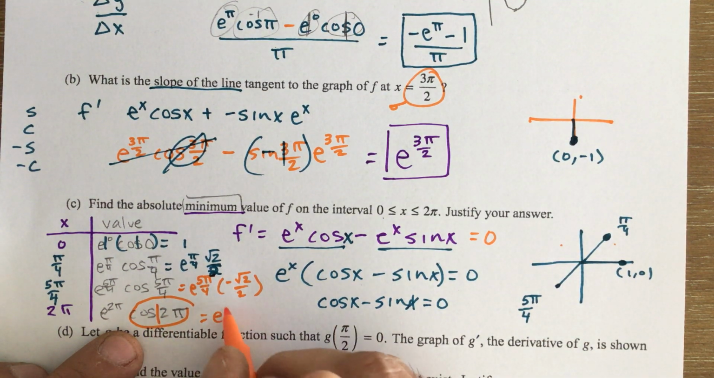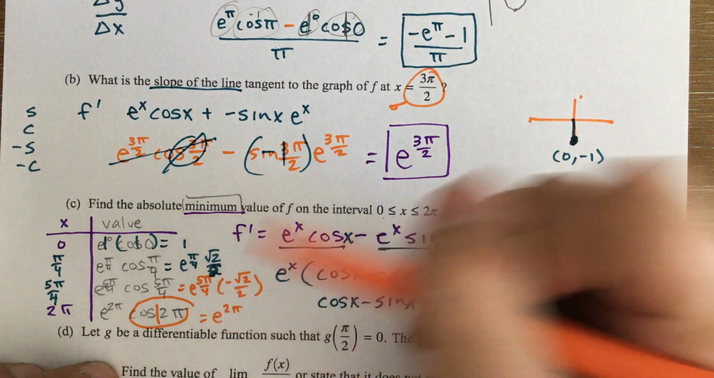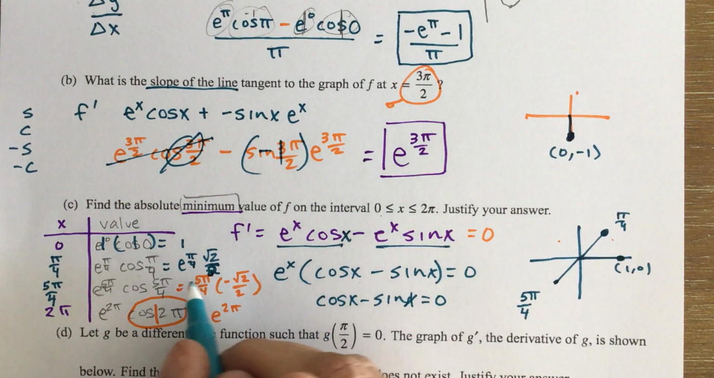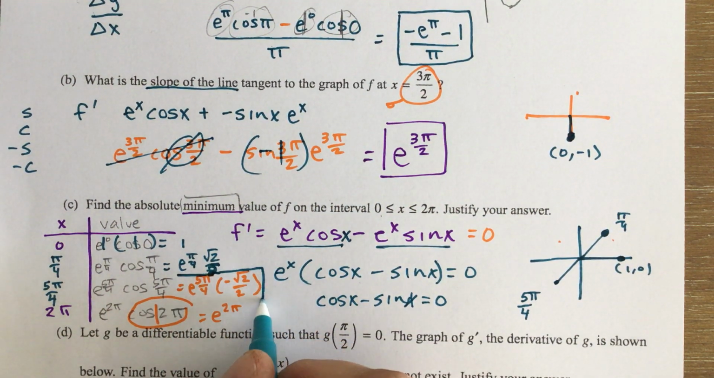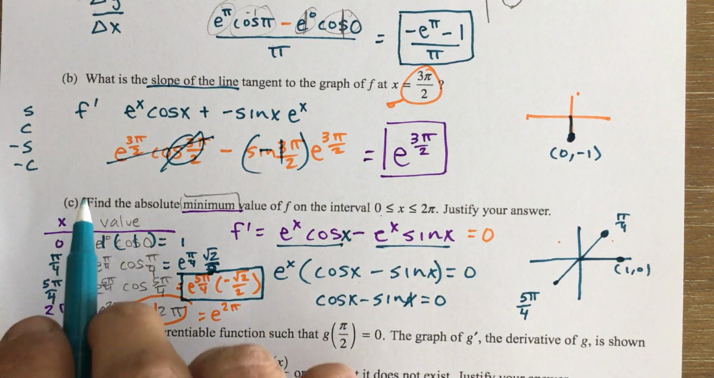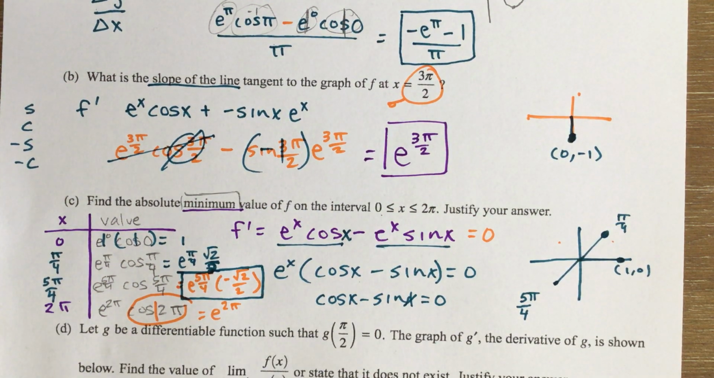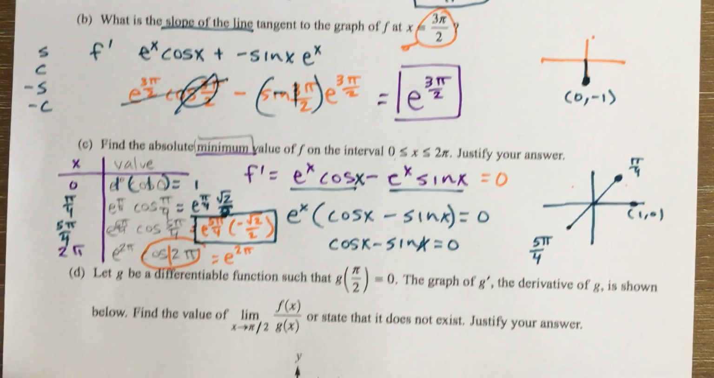So this is just e to the 2 pi. Which one's the lowest value? The positive values or the negative answer? Negative answer has to be the smallest value. So the question, let's just make sure we answered it. Find the absolute minimum value. And the minimum value I boxed up right there: e to the 5 pi over 4 times negative square root 2 over 2, because it's the only negative value.